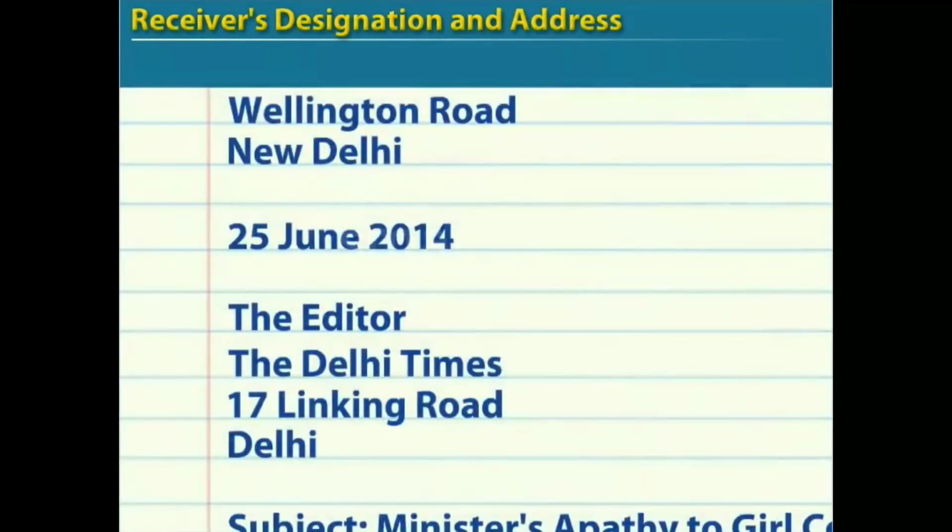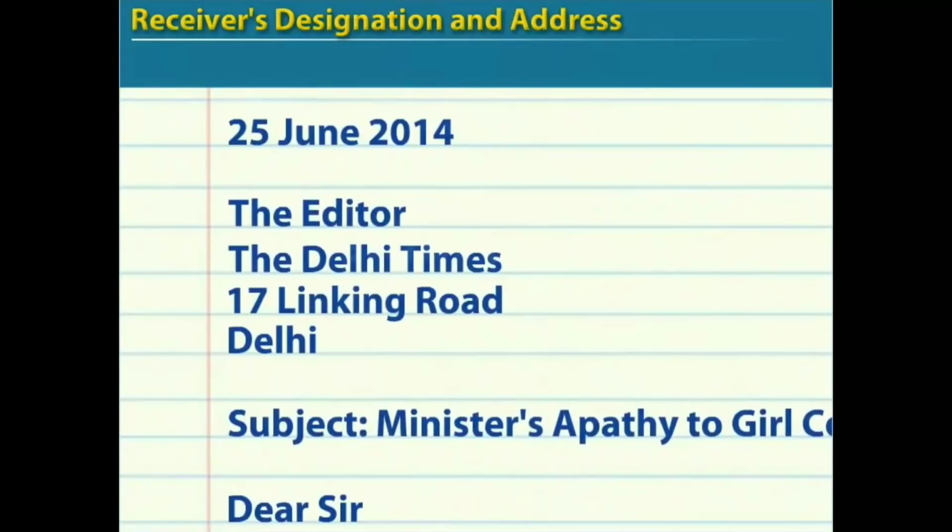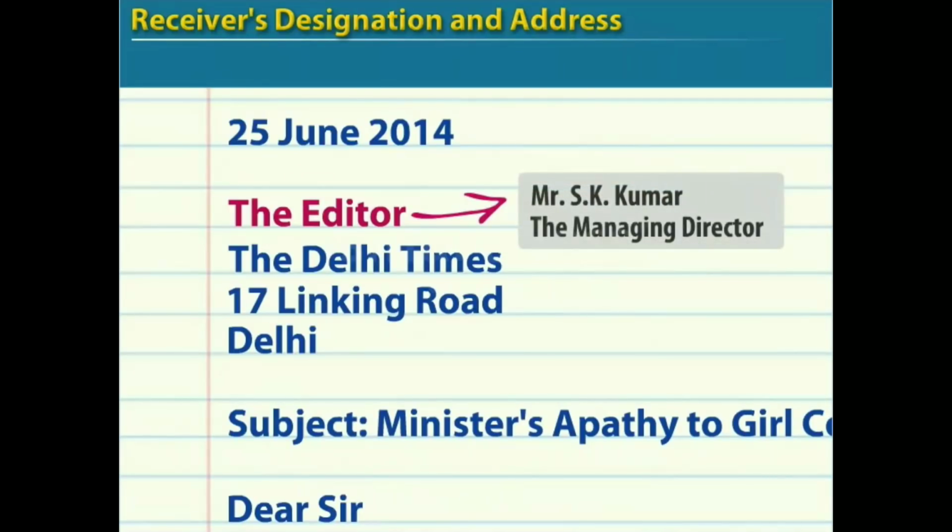Receiver's designation and address. Leave a line after the date and left align it as in a block pattern. Start with the receiver's name and official designation. Write his or her name first, followed by his or her designation. For example, Mr. S.K. Kumar, the Managing Director.